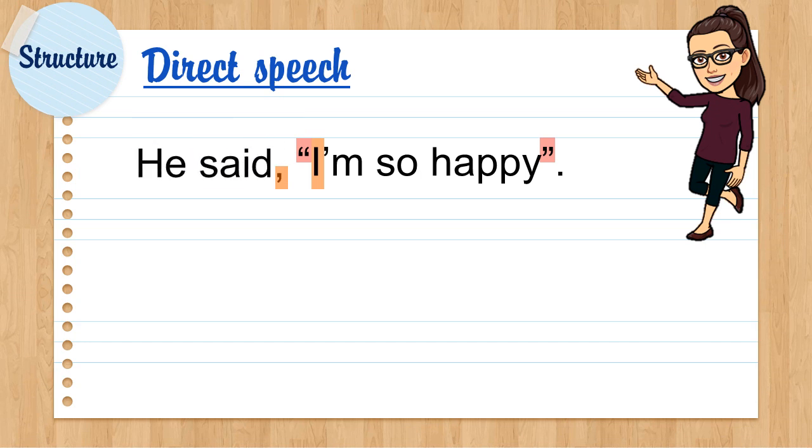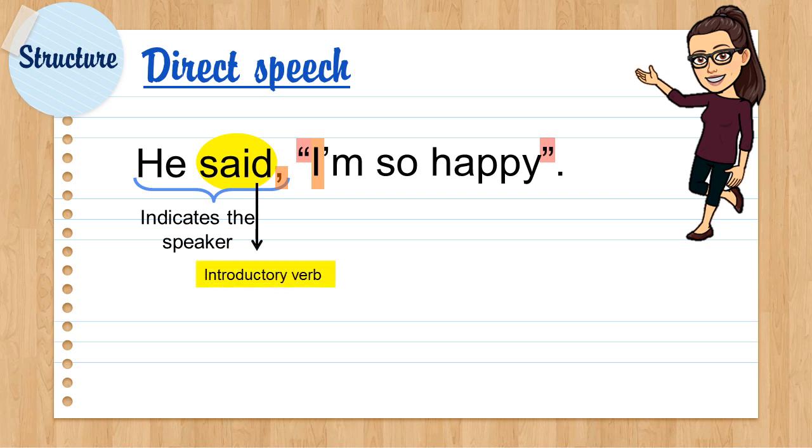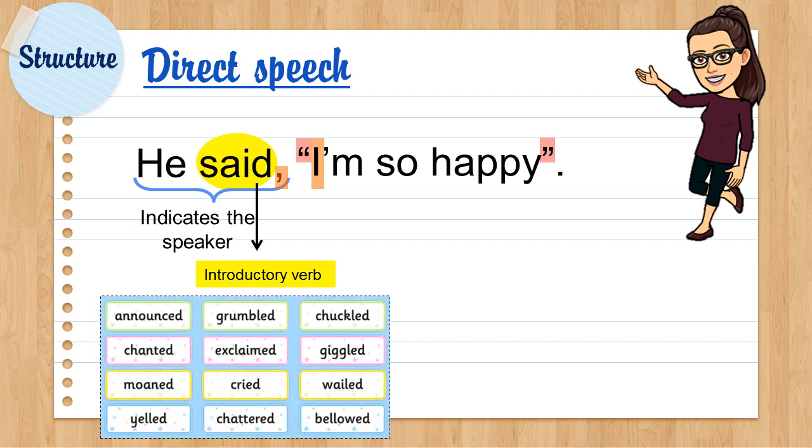Looking at the first part, we can see who the speaker is, and the introductory verb is introduced to us here. It can also be replaced with any of the following introductory verbs: announced, grumbled, chuckled, chanted, exclaimed, giggled, moaned, cried, wailed, yelled, chatted, and bellowed. The second part is the direct words that we use from the speaker.